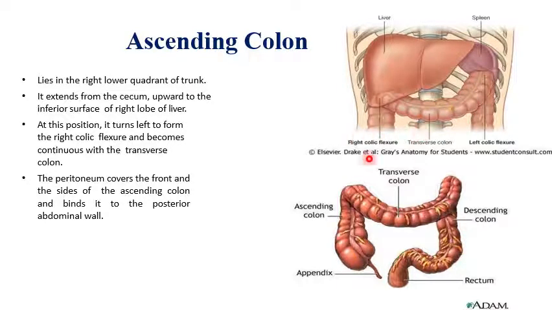Then peritoneum covers the front and the sides of the ascending colon, and this peritoneum binds it to the posterior abdominal wall.